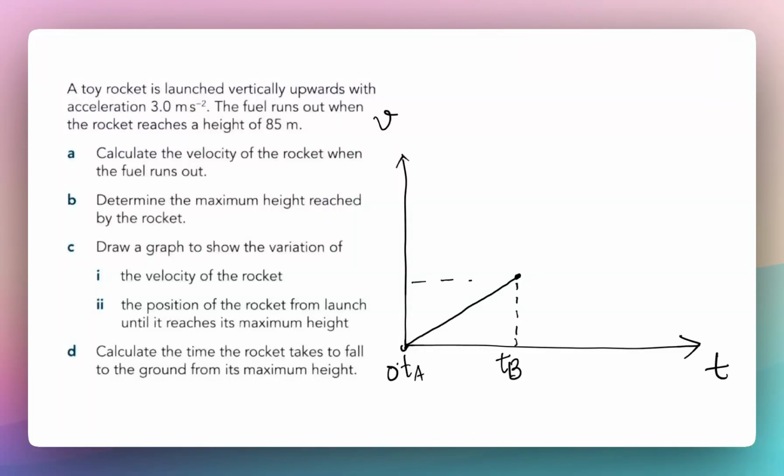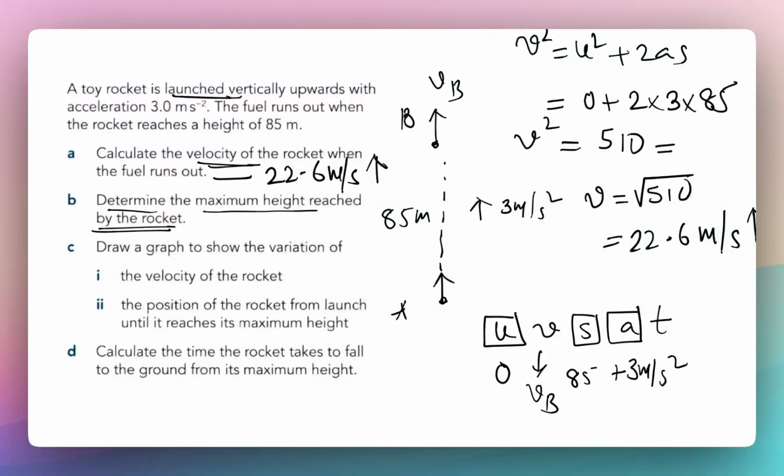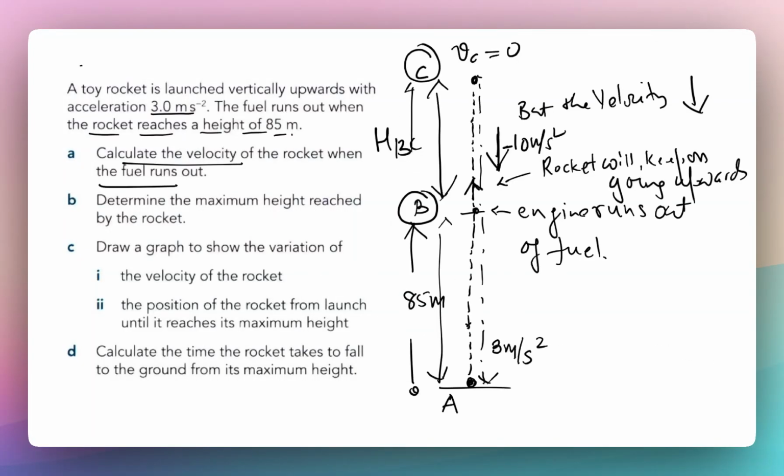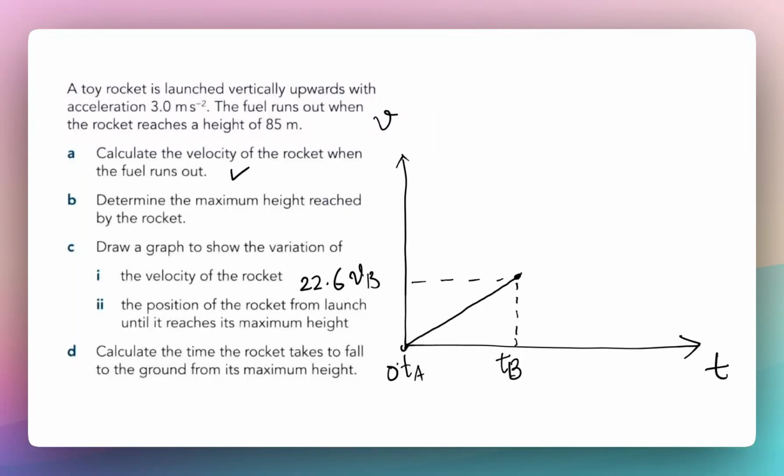And what is the velocity it achieves at B? We already know that, right? We calculated the velocity of the rocket when the fuel runs out, 22.6. So this is going to be 22.6. Now the object is at B. From here, it will start to decelerate and come to C, where the velocity will become 0, right? Now it is going to decelerate fast. So if this is 3, our acceleration is going to be 10. So it is going to decelerate fast. And now this is our time at C. Here, our velocity becomes 0.